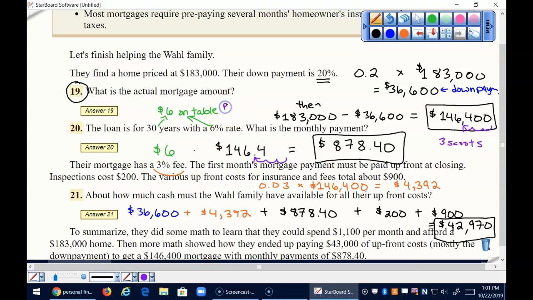So if that was like 1,146,400, would you still apply the same use of the decimal point? Yes, I would still move it. And that would be an expensive monthly payment on a mansion.